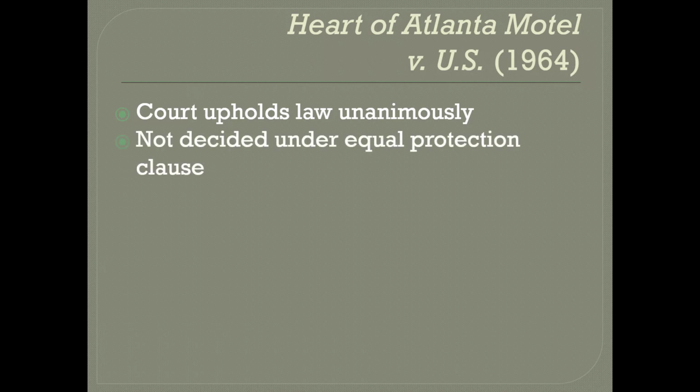So the interesting thing is that the Heart of Atlanta Motel was not decided under the Equal Protection Clause. They did not have to go back and overturn the state action doctrine because they decided that they didn't have to consider whether the Equal Protection Clause gave Congress the power to ban private racial discrimination. Rather, they relied on our old friend that we remember from earlier in the semester, the Interstate Commerce Clause.